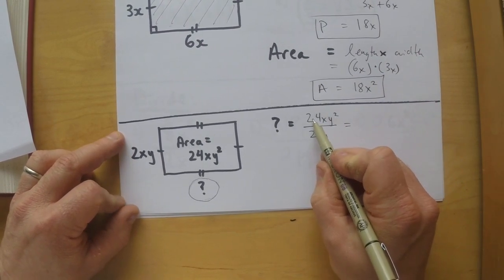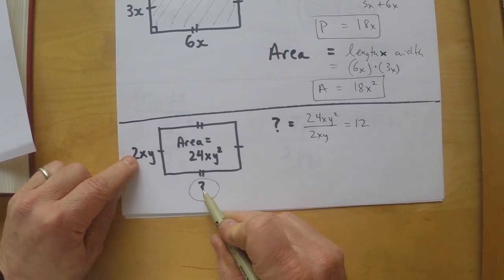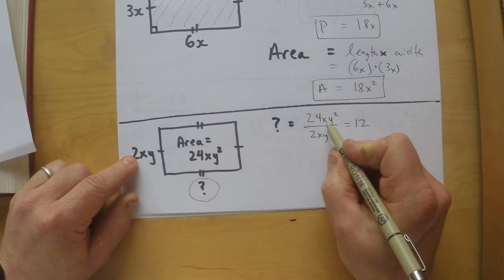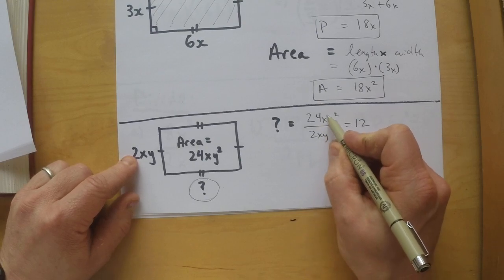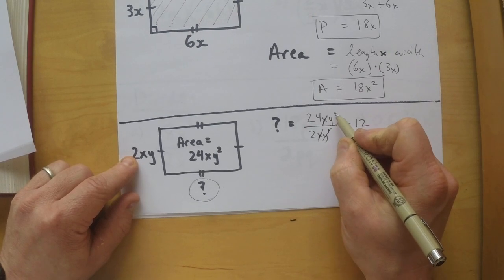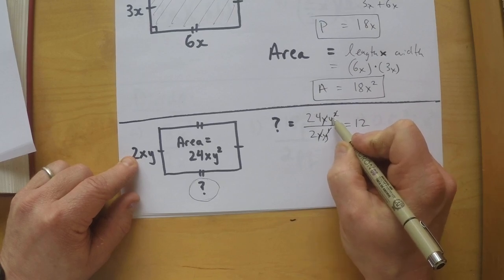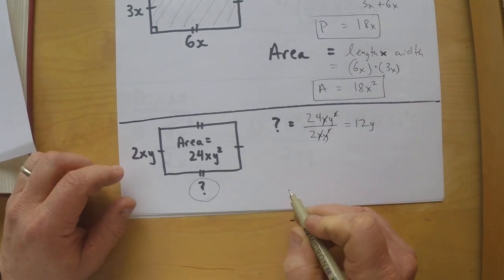And so you can see here, 24 divided by 2 is 12, which makes sense because 2 times 12 would give you the 24. Here the x's divide out completely, so no x's. And then this y is a power of 1. It will divide into one of these. One y on the bottom will divide out of the 2 y's on top, and you end up with 12y.